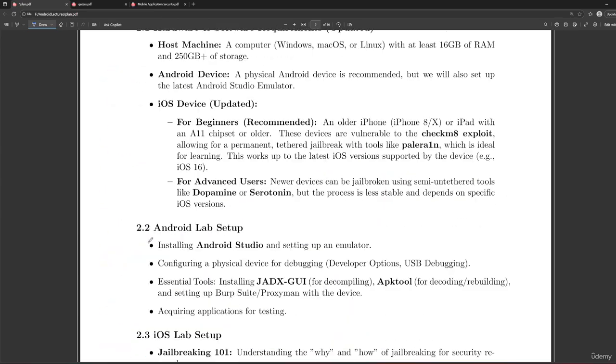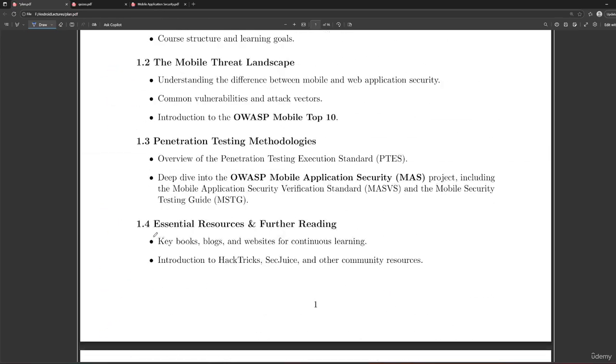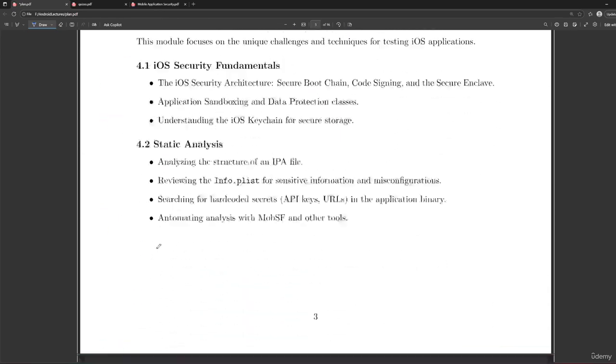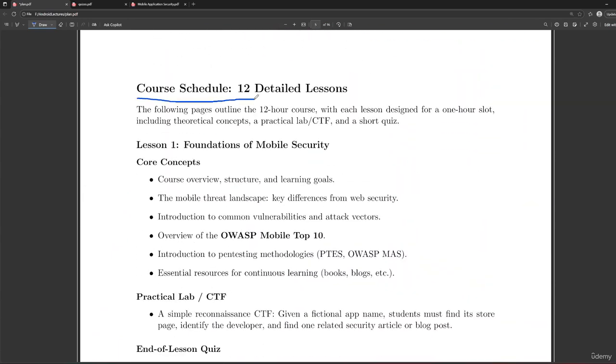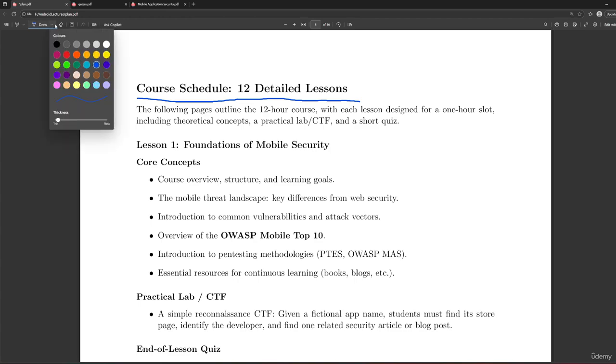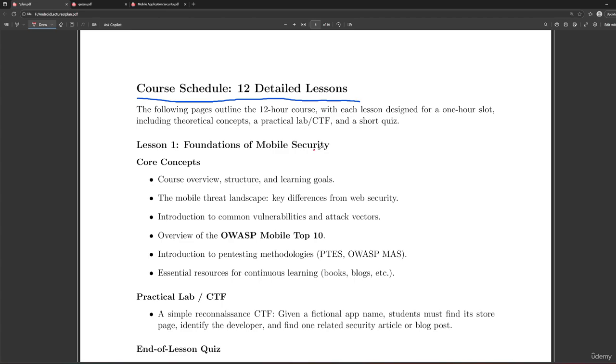These 4 aspects are actually divided into the 12 lessons here, as you can see. So this will be our schedule. These 4 aspects are the high level summary, and these detailed lessons are our syllabus, and we will be following that. We will start with the foundations of mobile security, and we will be mostly talking about mobile application penetration testing.